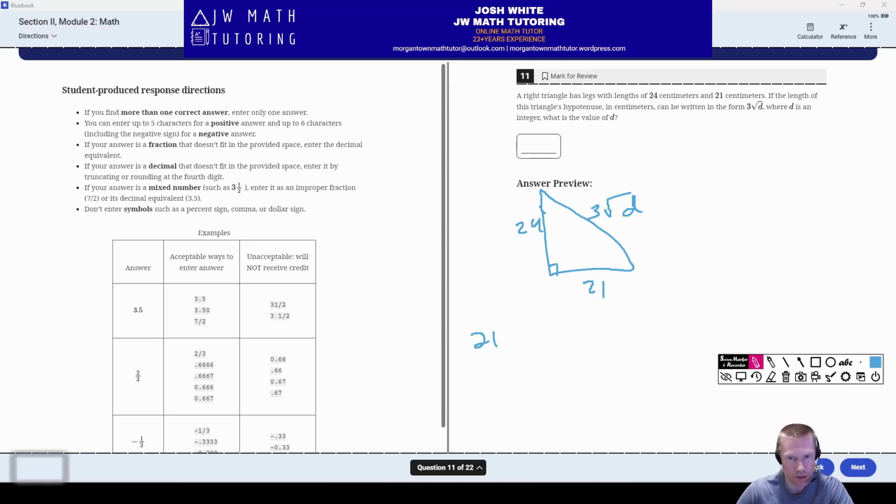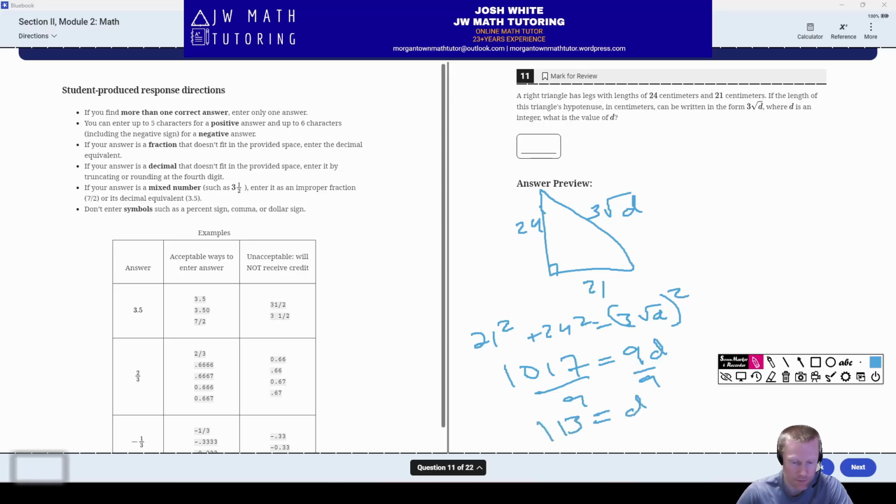All right, so if you write this out by hand, it's 21 squared plus 24 squared equals 3 root d quantity squared. And then what you're going to end up with is 1017 on the left here. And on the right, 3 squared is 9. Root d times root d is just d. And then you divide this, and you get d equals 113.